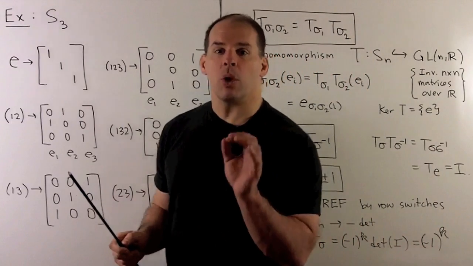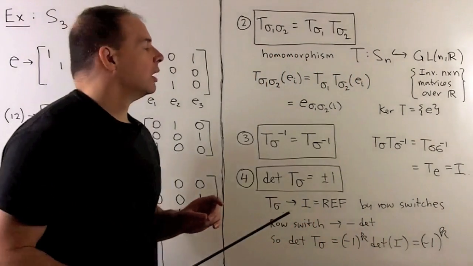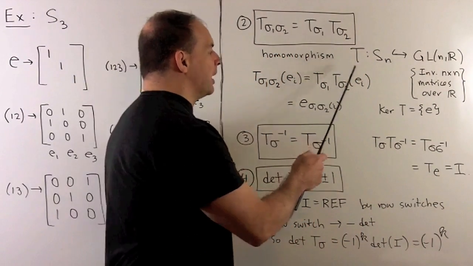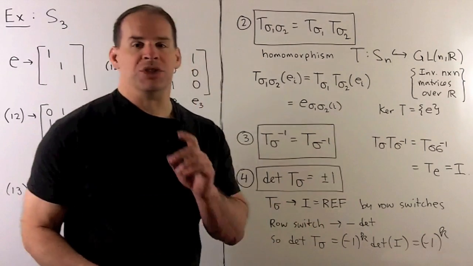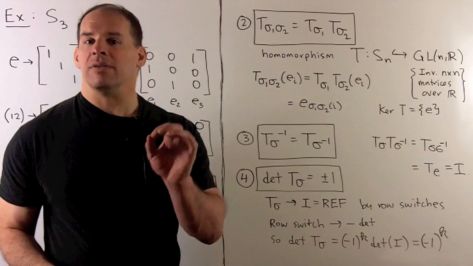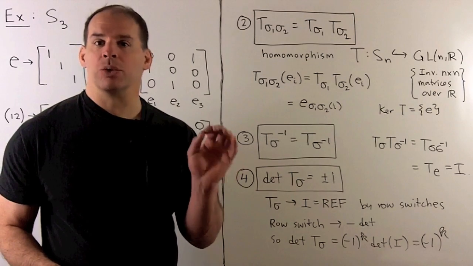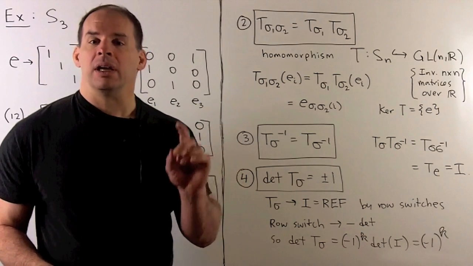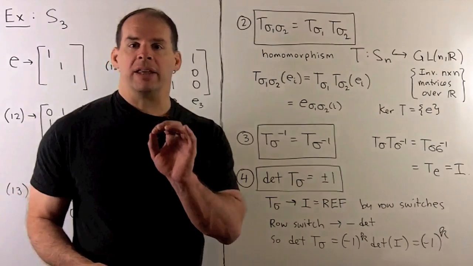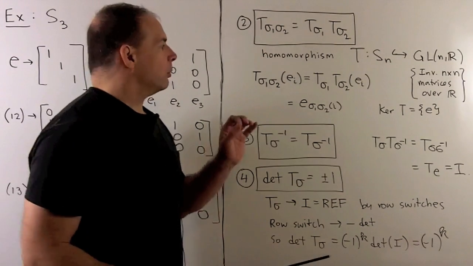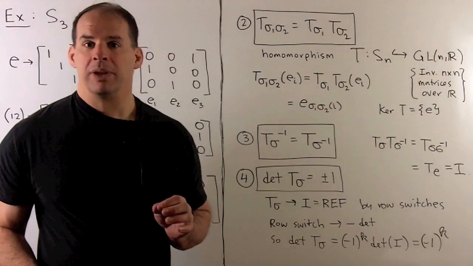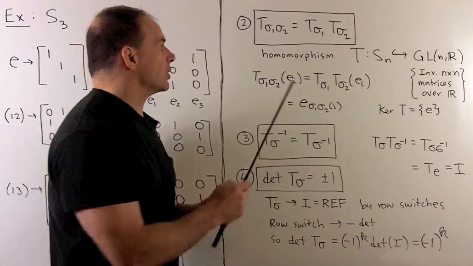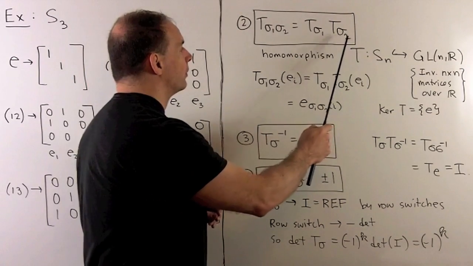Now, for more general properties, we can think of T as being a map from S sub n to GL_n(R). GL_n(R) is the set of invertible n by n matrices with real entries. It's a group. We don't show that here, but we note that if I have a group on each side, we can ask if we have a homomorphism. The answer is yes. It's stated like this.